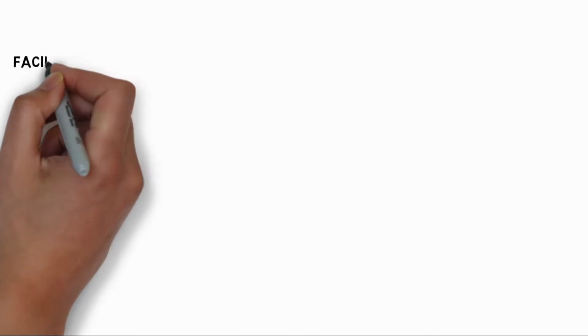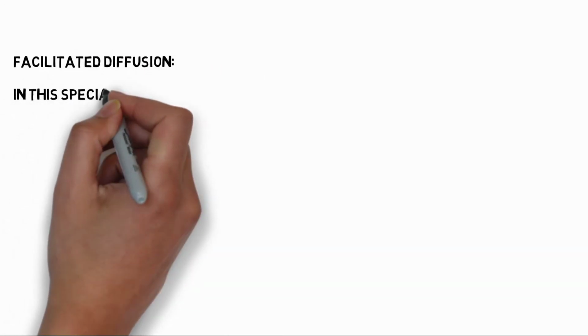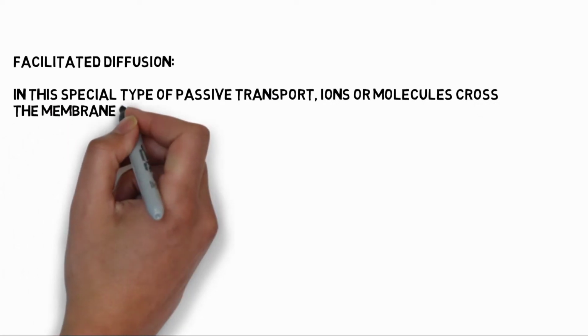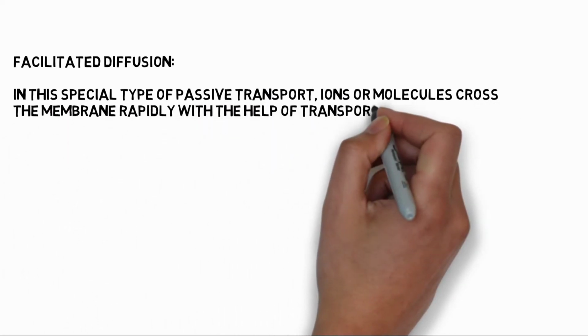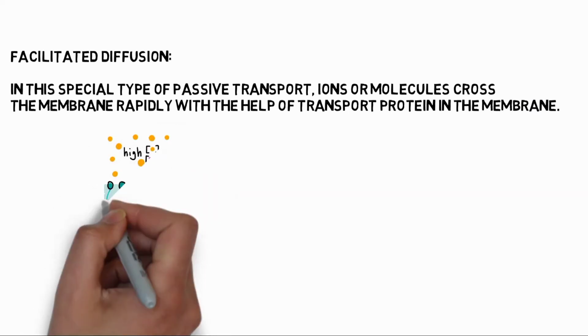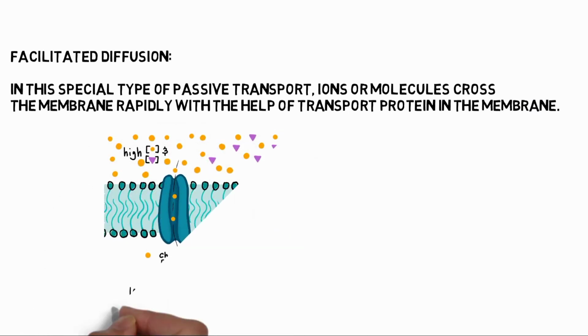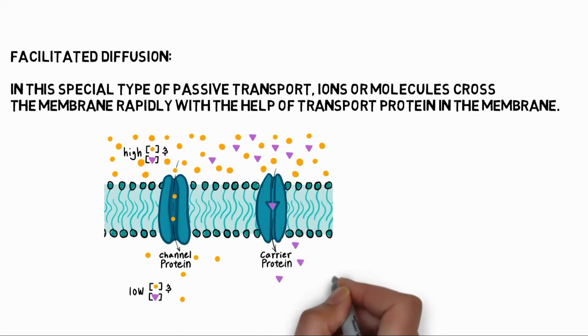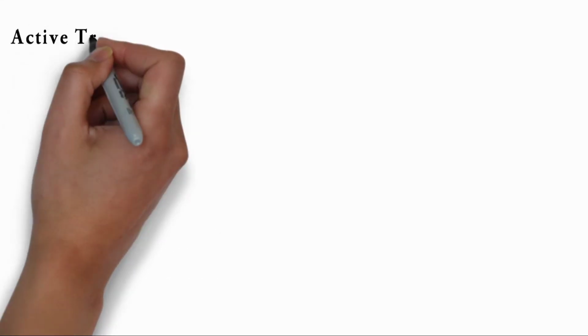The next one is facilitated diffusion, the name itself defining it. Ions or molecules rapidly cross the membrane with the help of transport proteins. See in the diagram, the channel proteins or we call transport proteins are present in the phospholipid bilayer which facilitate the diffusion. The next one is active transport.